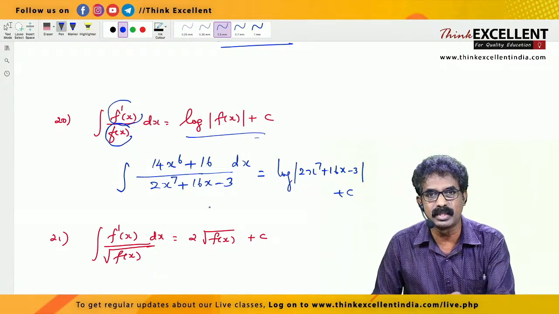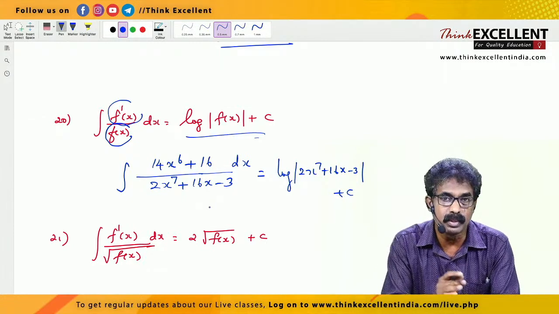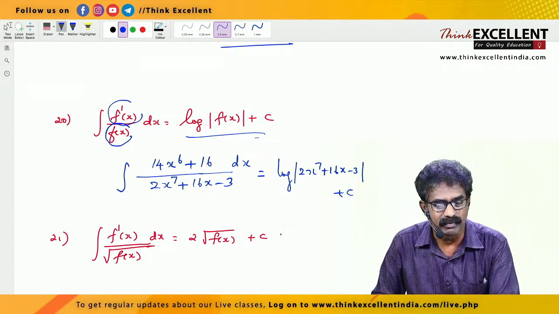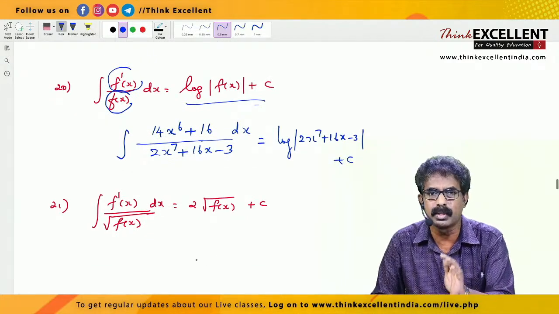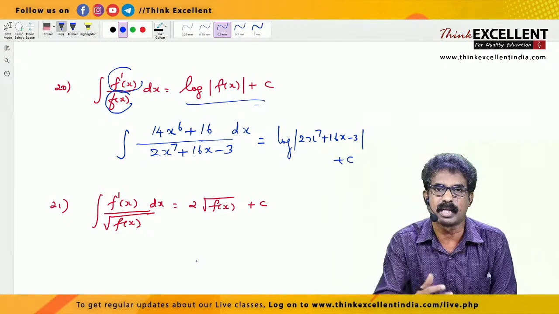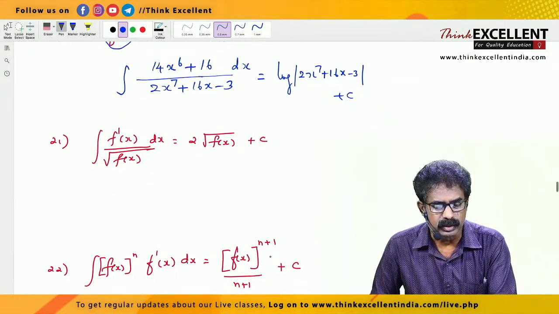Anga enna answer vandhathu? Log f x. Inga answer 2 root f x. அப்போ denominator root f x வந்தனா ஆன்சர் என்ன வரும்? 2 root f x. ஸோ அப்போ சிமிலர் கொஸ்டின் denominator root மட்டும் வந்தனா root of f x, அந்த f x ஓட டெரிவேட்டிவ் நியூமரேட்டர் வந்தனா your answer is what? 2 root f x. Now let us see the next question.